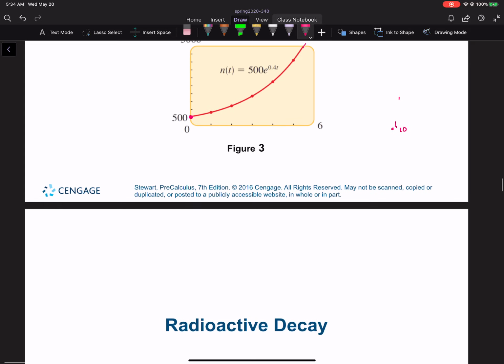and we'll continue looking at radioactive decay and then Newton's law of cooling. And that would be it for applications dealing with exponential functions.